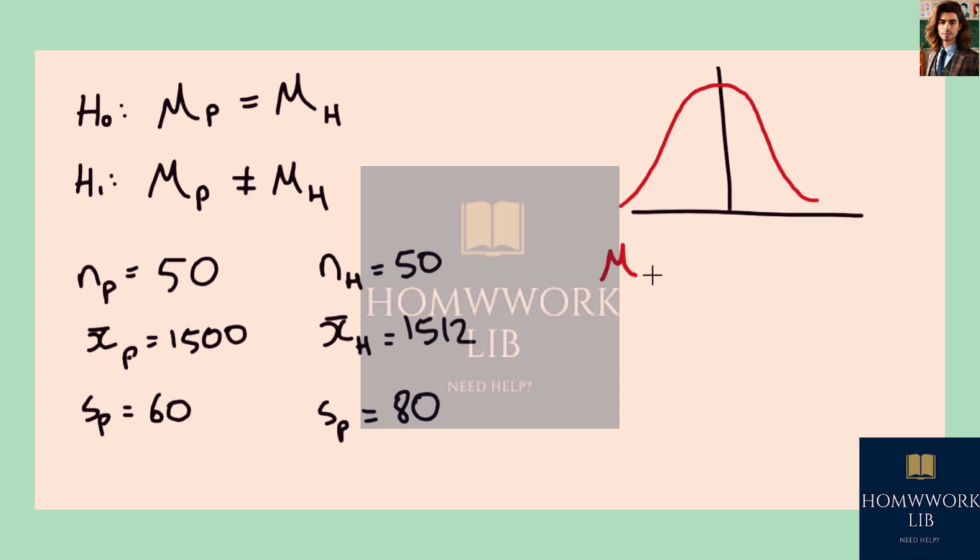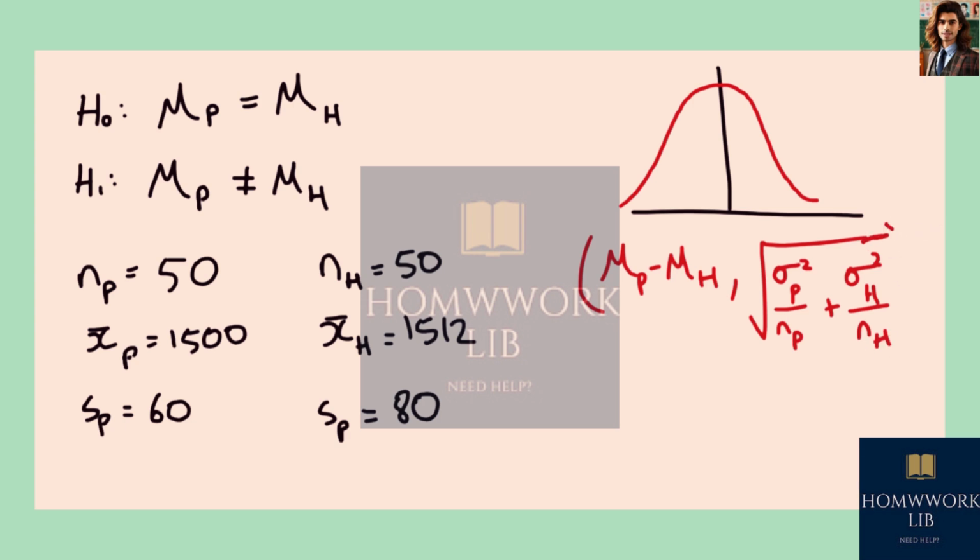Its mean is mu_p minus mu_h. Its standard deviation is a little bit more complicated: root of sigma_p squared over n_p plus sigma_h squared over n_h. So it's the pooled standard error. So this is for the difference in possible sample means.